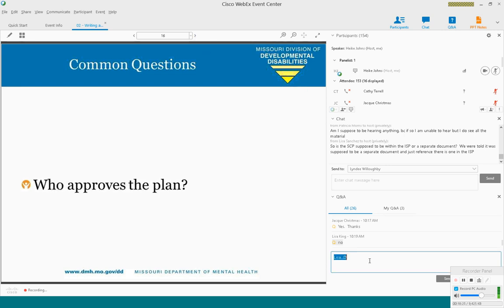So who approves the plan? The planning team that comes together to create the plan should all agree that this is the plan they want to use. The individual and the guardian, if there is a guardian, should consent to its use, but nobody else needs to, quote-unquote, sign off on it.